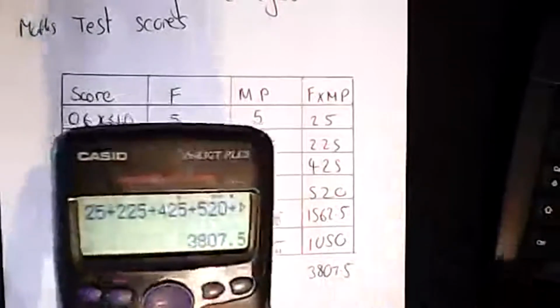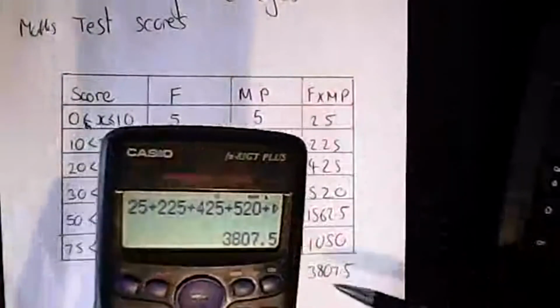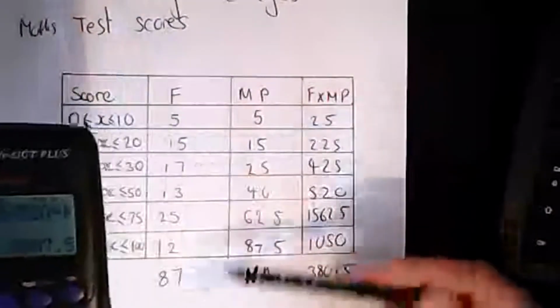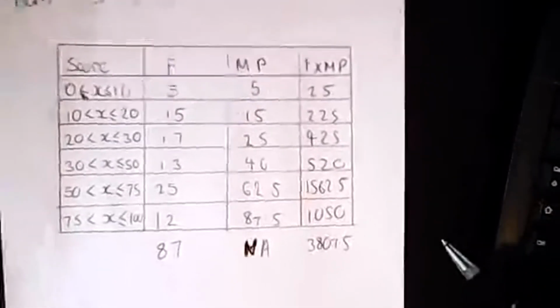Because it seems silly to have done all this really decent hard work and then make a mess up typing it into your calculator. So again, add them up twice. So the last bit is to find the mean.